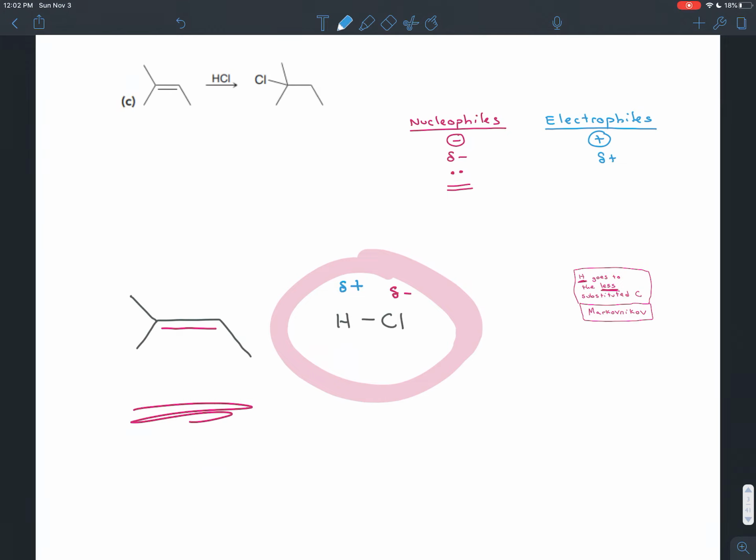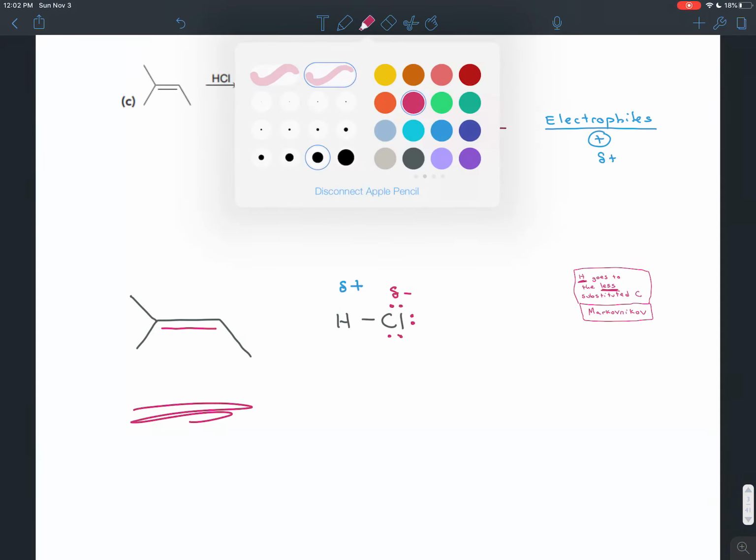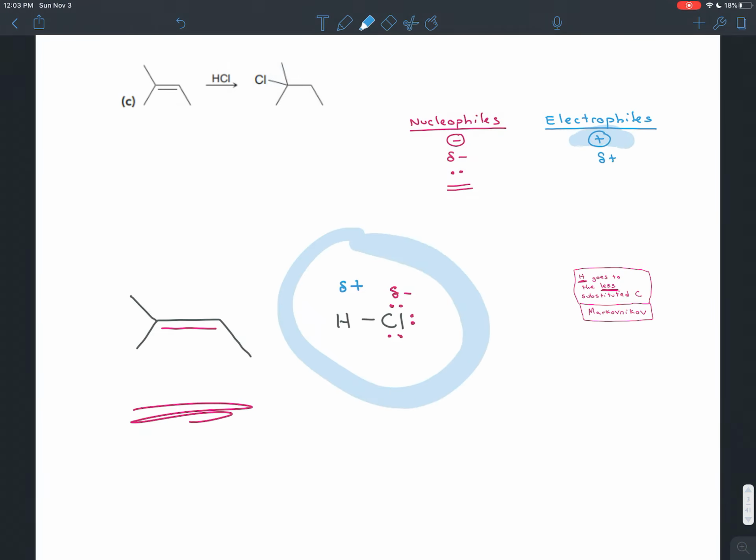There are lone pairs. The chlorine actually has 3 lone pairs, 1, 2, 3. So that's looking like a nucleophile, and there's no pi bond. So much for identifying nucleophiles there. How about electrophiles? We don't have a full positive charge, that would be drawn in, but we do have the partial positive charge because of the difference in electronegativity, the hydrogen.